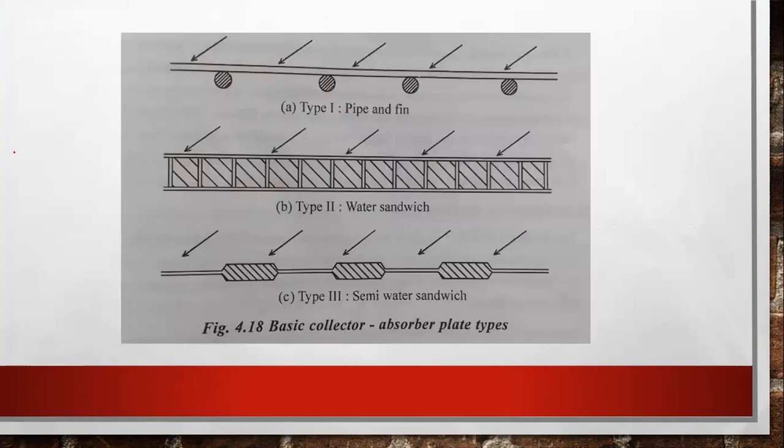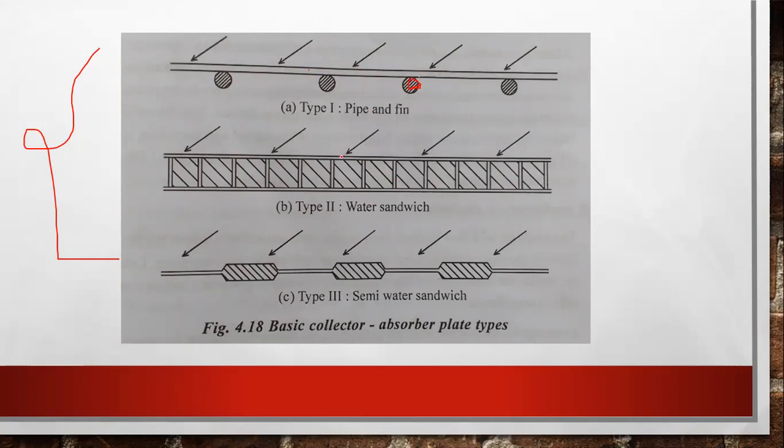Mainly there are three types: type 1, type 2, and type 3. Type 1 is a pipe and fin. Here you can see type 1, which has a pipe above and fins here. Another one is the sandwich, where flat plates are arranged in the form of a sandwich. Here the solar plates are there, which will absorb the heat produced by the solar radiation.